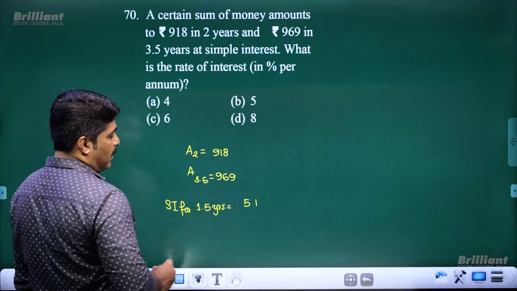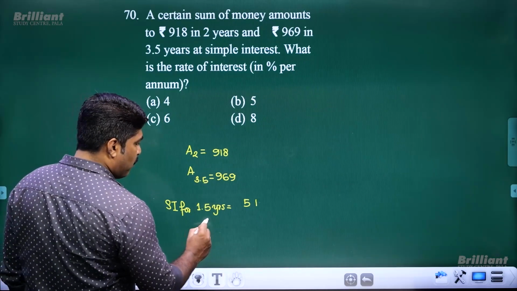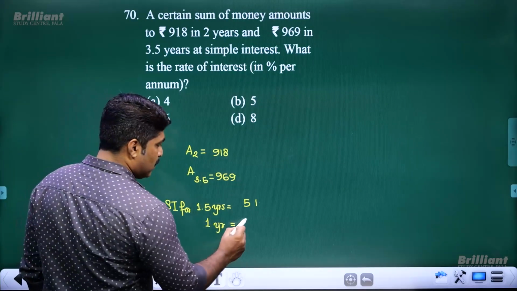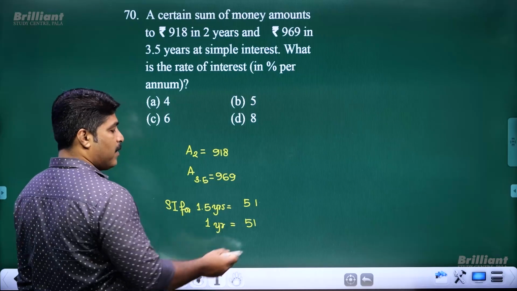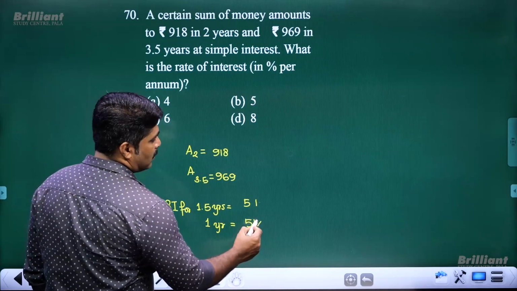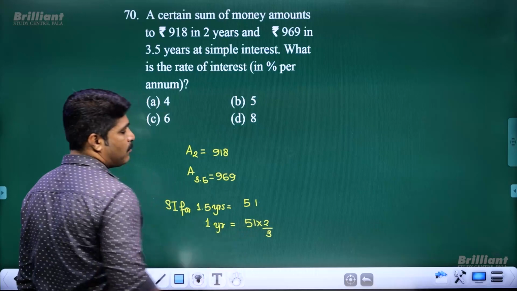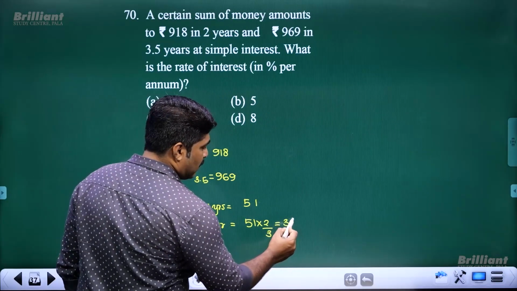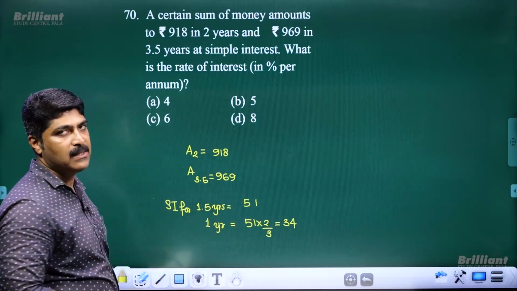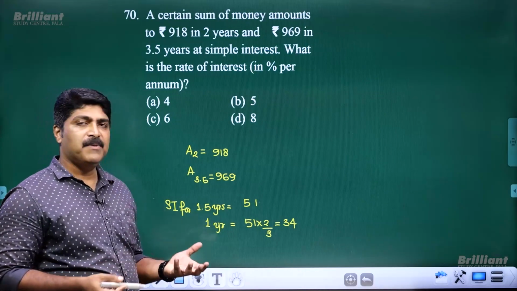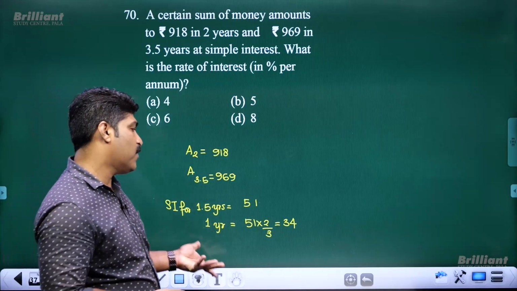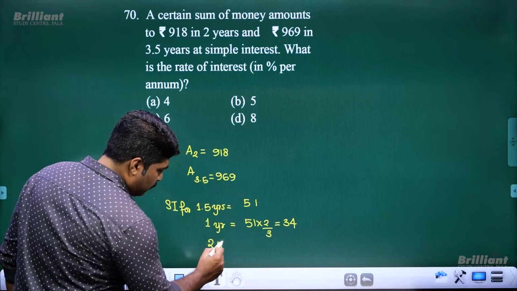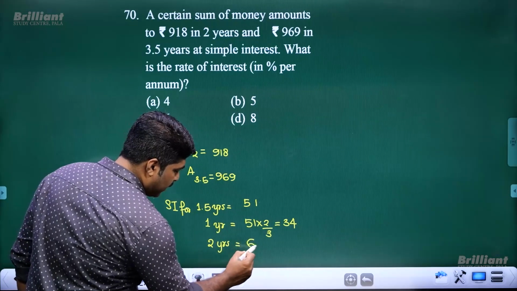Rupees 51. Therefore, what it's for 1 year? What is simple interest for 1 year? How to do it? So this is 51 divided by 1.5, or this is 2 by 3. Just multiply it with 2 by 3. Then this is equal to 34 rupee. For 1 year, that is 34 rupee. For what purpose we are finding this one here? We got simple interest for 1 year, that is 34 rupee. Then what is simple interest for 2 years? So we can easily conclude that is 68.